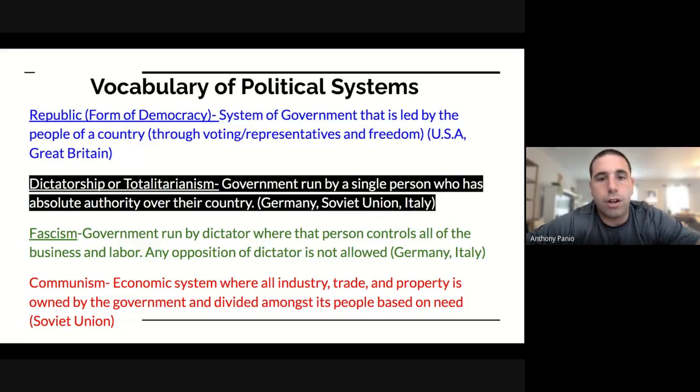All right, so dictatorship, it's the government run by a single person who has absolute authority over their country. Okay, so what that means is a country's going to elect a leader, like a president, but they're going to be a lot more powerful than the president. This single leader is going to make every single major decision.